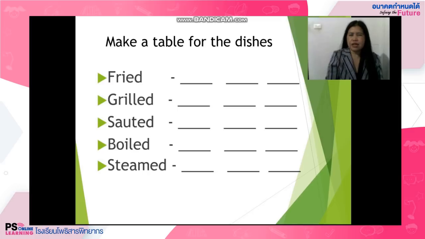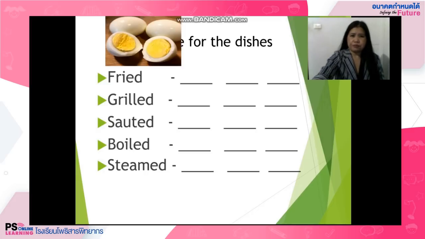This is the table, or you can just make a list. Make a table or a list for fried, grilled, sauteed, boiled, and steamed. I will give you 15 photos of the dishes, and all you have to do is write them according to how they were cooked.